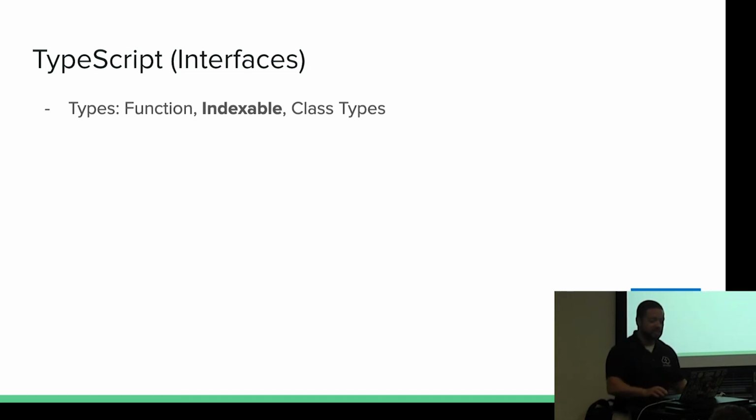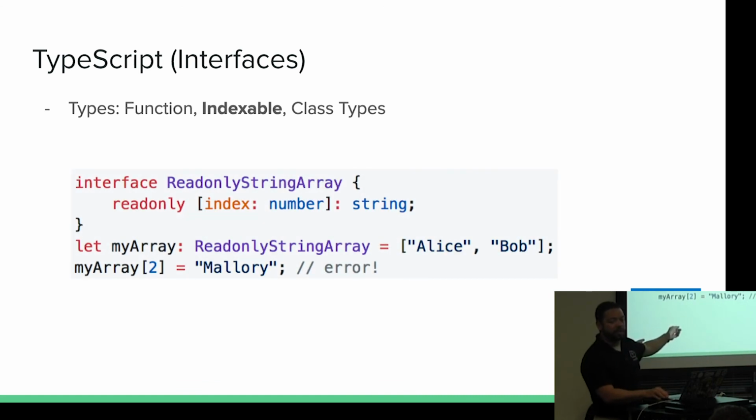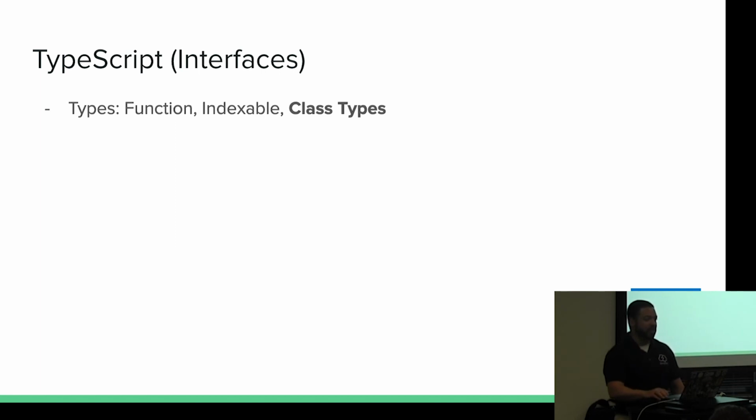So this next one errors simply because those keys are all read-only once you identify them. I hope that answered your question. Yeah. Probably a little more than you wanted. It's fine. Okay. So now we get to class types.